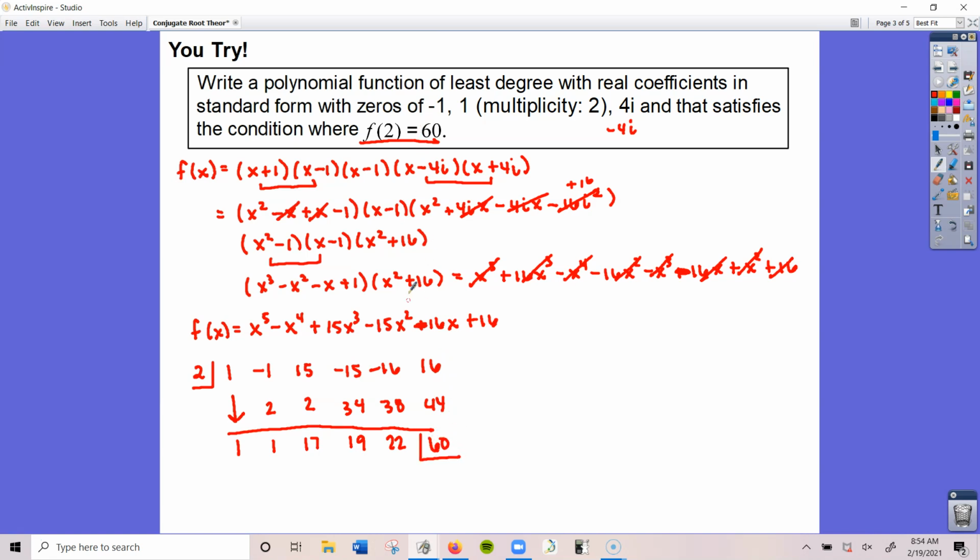Since we get that f of 2 is equal to 60, that means that we don't have to multiply anything. This is our final answer. So there must not have been a constant that was factored out at the beginning. So that's writing the linear factorization and then writing the polynomial in standard form as a result. Now we're going to kind of work backwards.